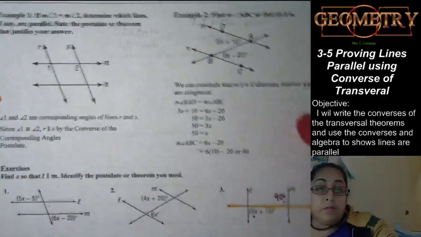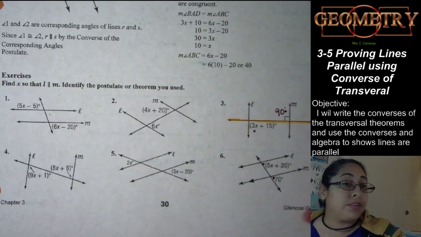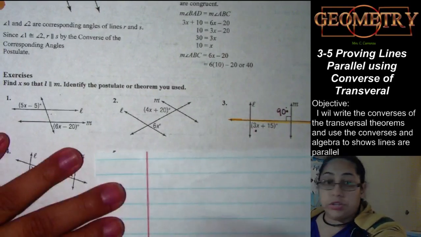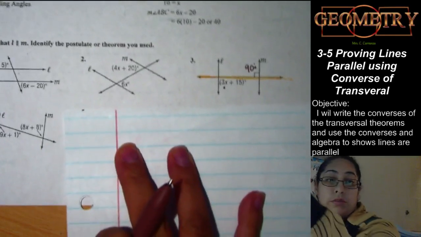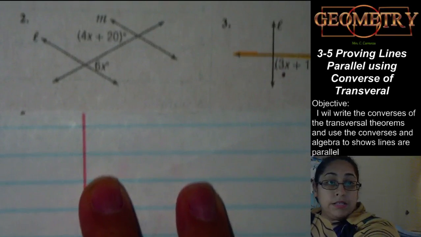All right, pick a number between 1 and 6. 2. We'd like to see number 2. All righty, going to zoom in nice and close here. There it is, number 2.